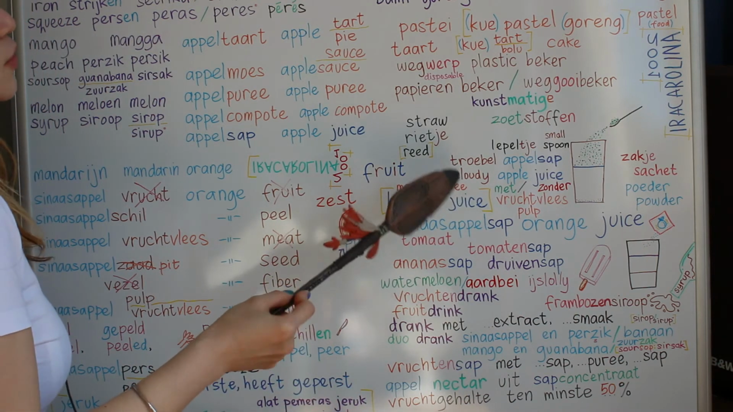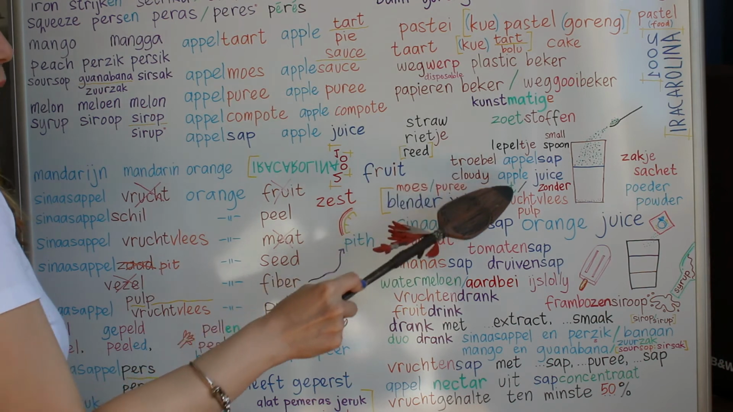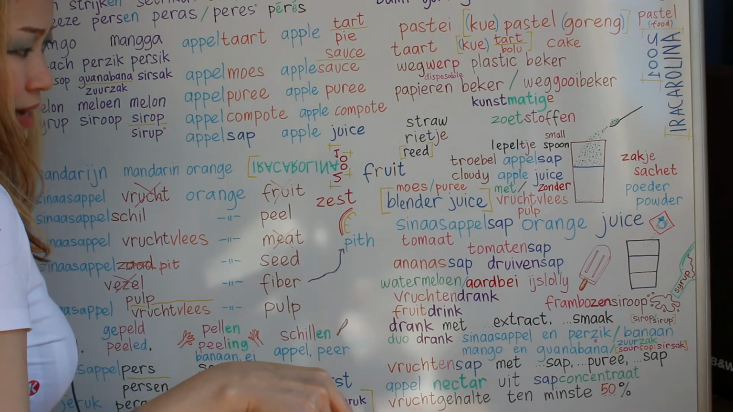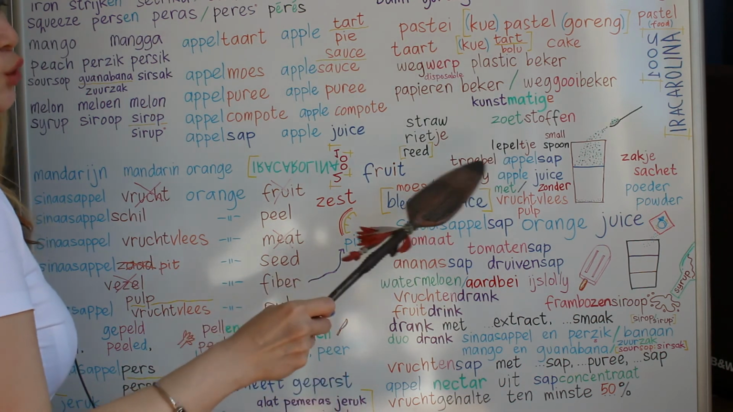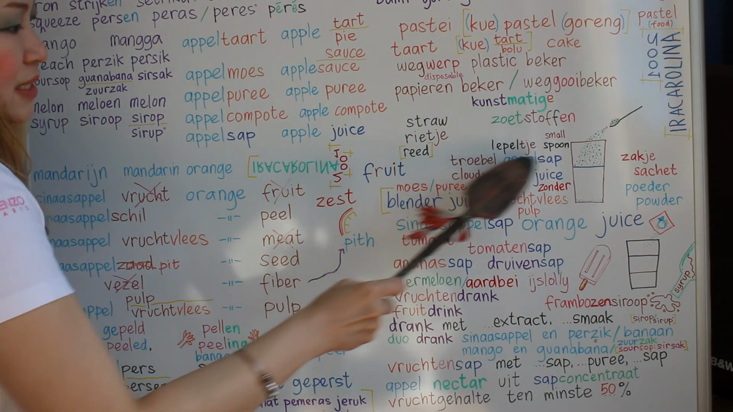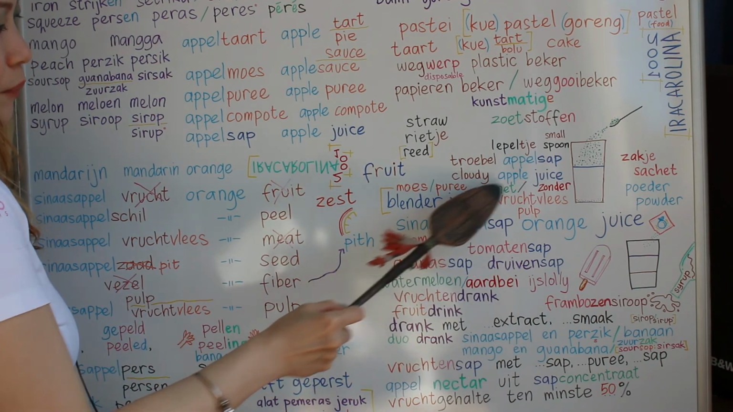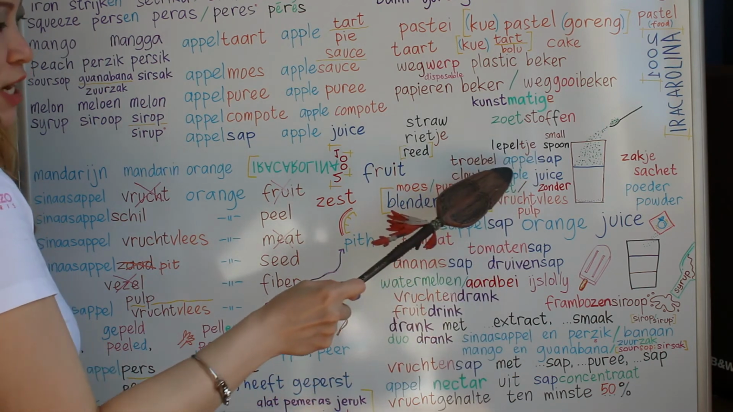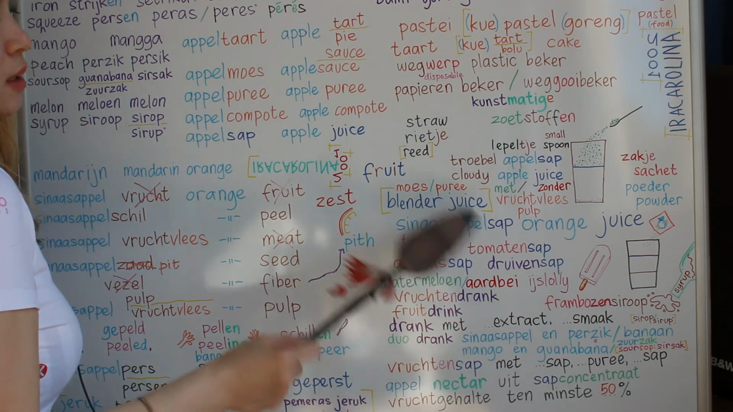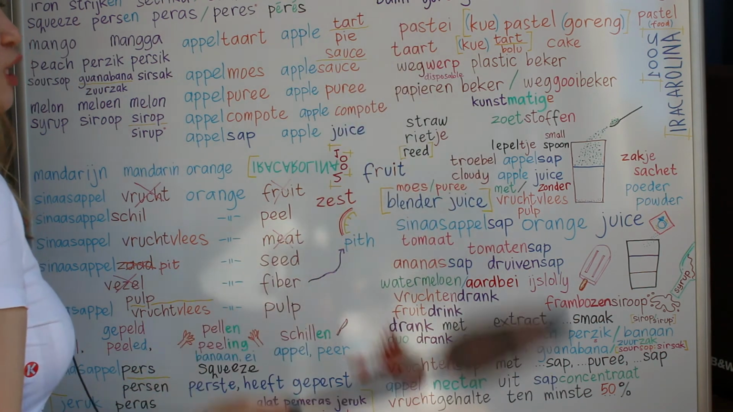And now in English you have cloudy apple juice. In Dutch we have troebel appelsap. Apple juice, you put it in two words. In Dutch, one word, appelsap. Cloudy, troebel.